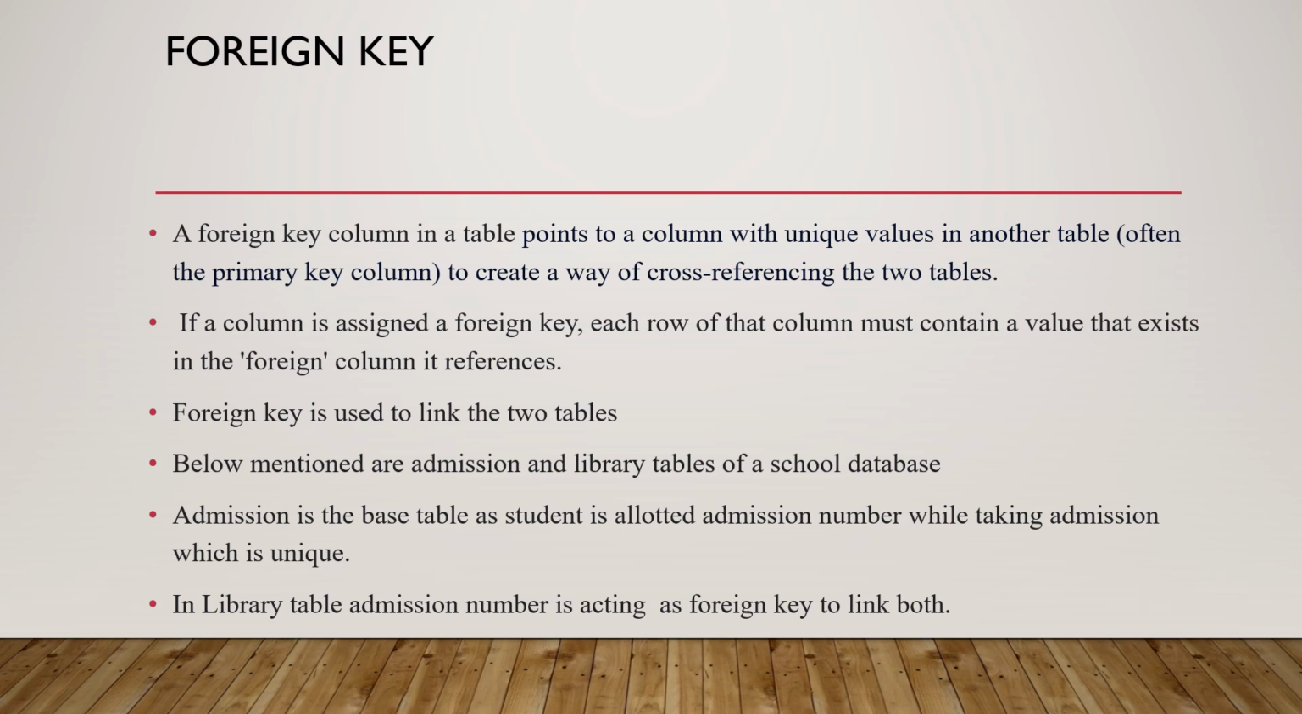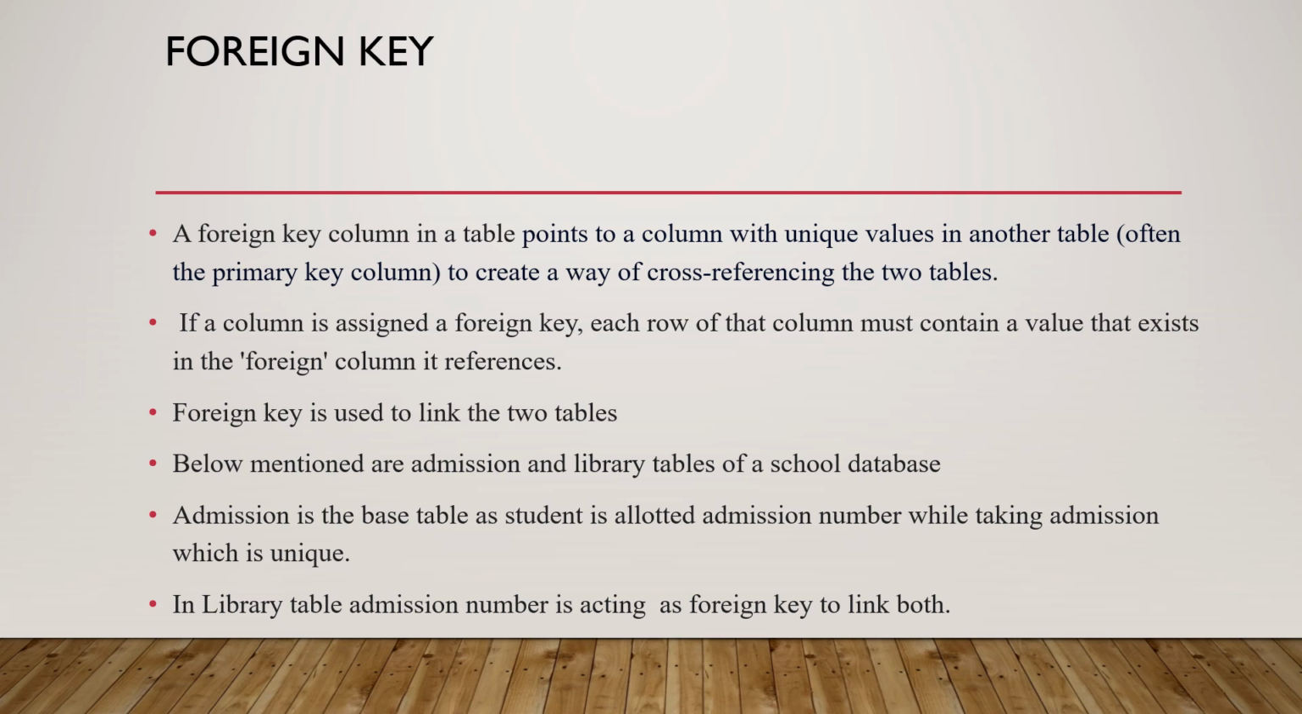It is just like any other constraint. You have seen primary key, you have seen candidate key, you have seen alternate key. Foreign key is also one of such constraints, but it is used only when you are joining the multiple tables. A foreign key column in a table points to a column with unique values in another table. That is, a foreign key of a table is primary key of another table, which is used to create a way of cross-referencing the two tables.